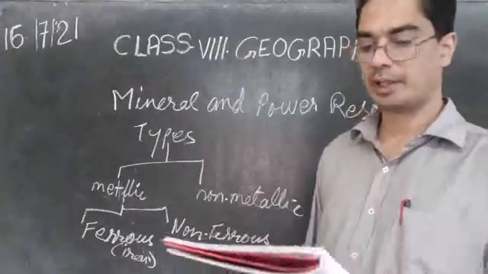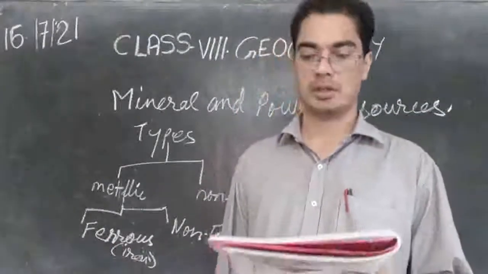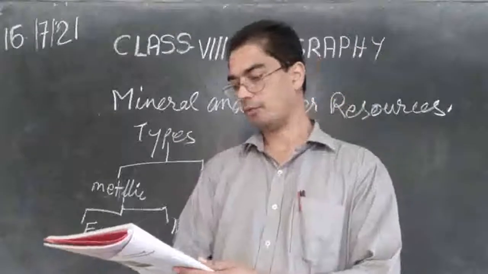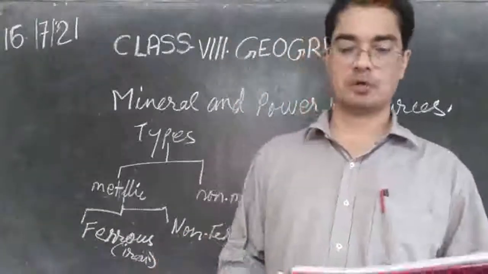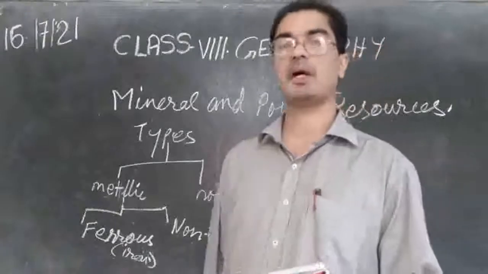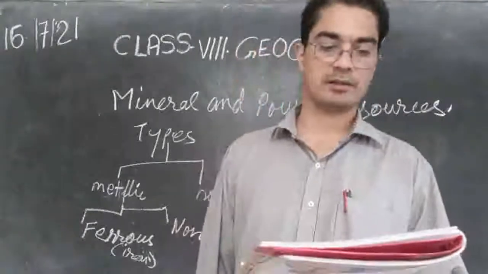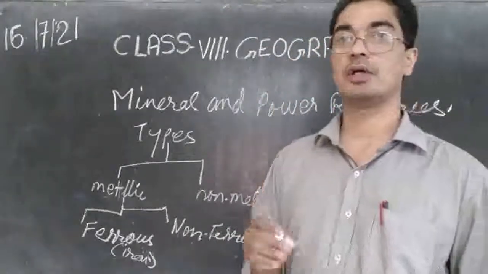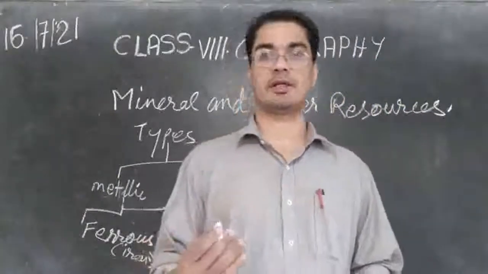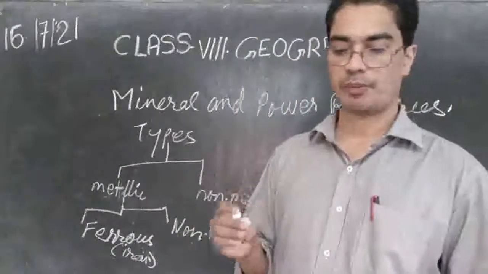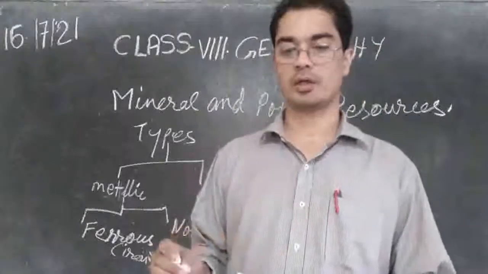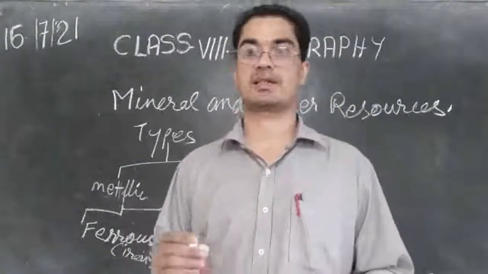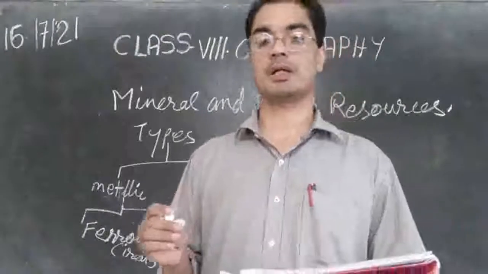Then minerals can be extracted by mining, by drilling or by quarrying. So these are the different methods of extraction of minerals. One is mining, another is drilling, and another is quarrying. So there are three different methods for extracting minerals from under the earth.